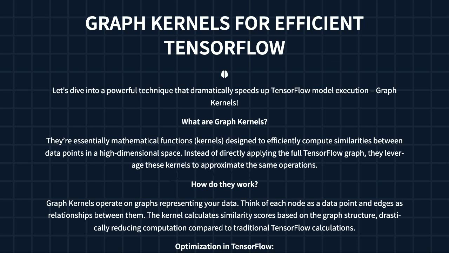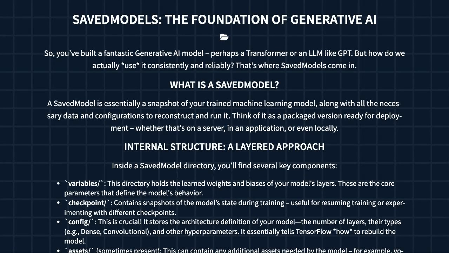Okay, let's talk about saved models. Basically, they're how we package up our trained generative AI models so we can actually use them in a real-world setting. It's like taking a fully baked cake and putting it in a box ready to serve. Inside each saved model directory, you'll find several key folders. The variables folder holds all the learned weights of your model. Those are the numbers that define how it works.